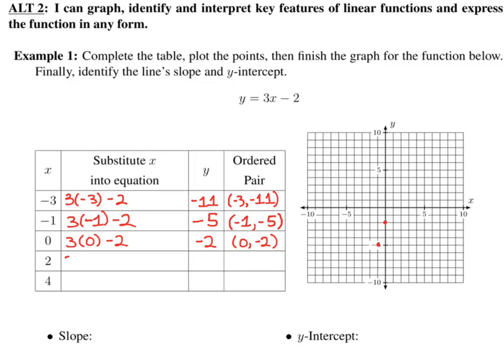Okay, next one, 2. Y value of 4. So our point is 2 comma 4. All right, next x value of 4. Y value will be 10. Point is 4 comma 10. And there goes the point.